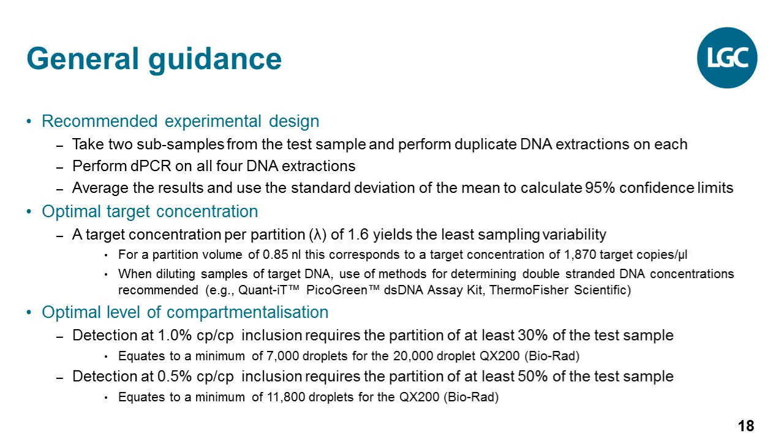For example, to detect a DNA target present at 1% copy number per copy number of abundance, at least 30% of the sample will need to be partitioned. For the Bio-Rad QX200 platform, this equates roughly to a minimum of 7,000 partitions of a possible 20,000 partitions. To detect a DNA target present at 0.5% copy number per copy number of abundance would require at least 50% of the test sample to be compartmentalized.